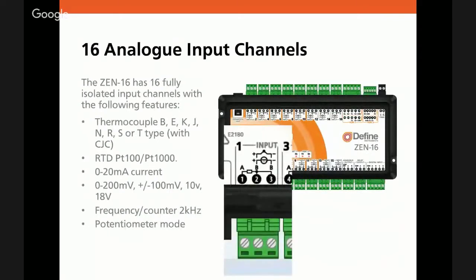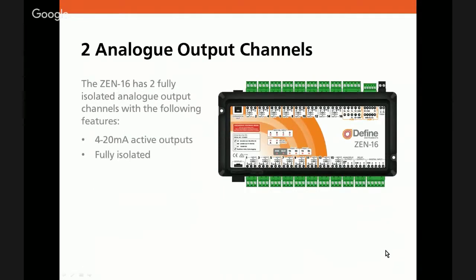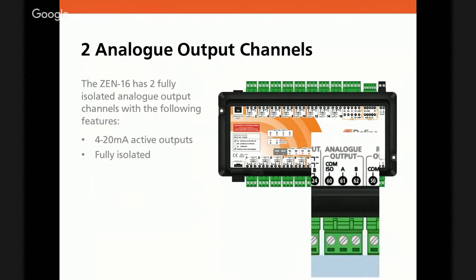16 analog inputs. Each input is user configurable for thermocouple, RTD, 4 to 20 milliamp current, voltage and frequency counters, and a potentiometer mode. And remember that each input is individually isolated from everything else, so it's fully isolated. We have 2 analog output channels with 4 to 20 milliamp outputs, again isolated from the inputs.